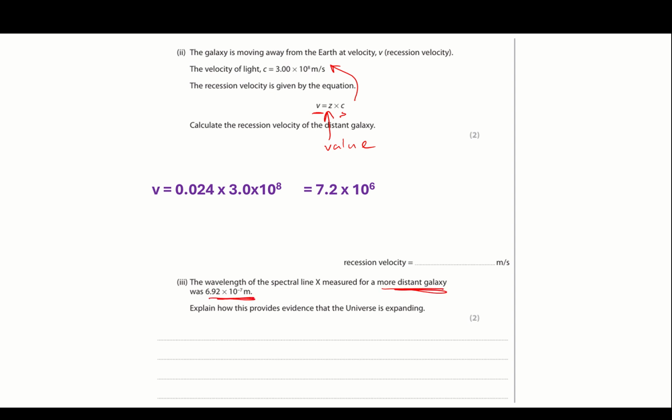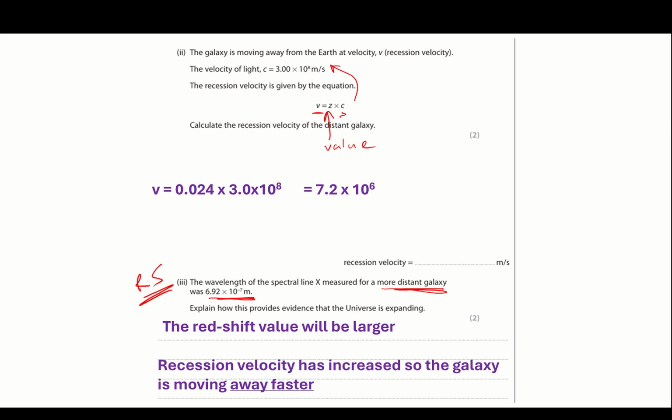And there we go. So next part, the wavelength of the spectral line X measured for a more distant galaxy is this. Explain how this provides evidence the universe is expanding. So this is just showing that it's been more redshifted, and then we just got to explain what is the evidence from redshift, which we've done quite a lot of times. So the redshift value will be larger, 1 mark, and that's because the recession velocity is increased, so the galaxy is moving away, and then you must include the faster bit. So a larger redshift value, so you're moving away, that's why you're redshifted, but if you're a larger value, you're moving away faster as well.